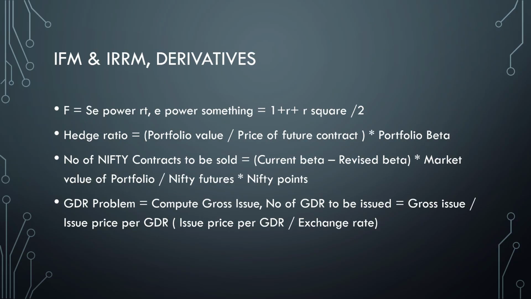Next one on interest rate risk management. Next one on international financial management is a very important question, frequently asked, that is the GDR program. When net issue is given, you need to arrive at the gross issue, then from that the number of GDRs to be issued. You will get gross issue by issue price per GDR, and issue price by exchange rate will give you the issue price per GDR.